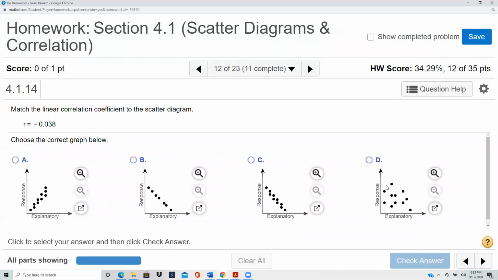Match the correlation coefficient to the scatter diagram. So -0.038, this is very close to 0, and we just said that if it's very close to 0, then there's almost no correlation. Now this one looks like a strong positive. This one looks like a perfect negative. This one looks like a strong negative. And this one is completely haphazard, so no correlation. So that should be the -0.038.